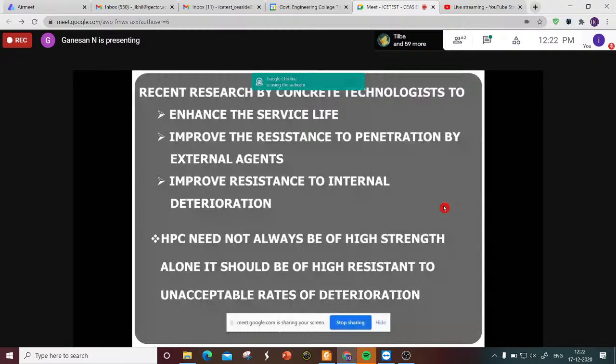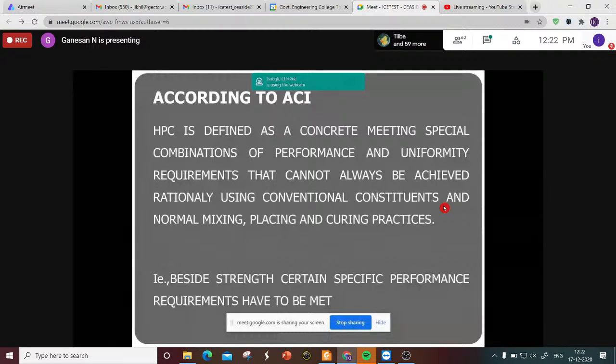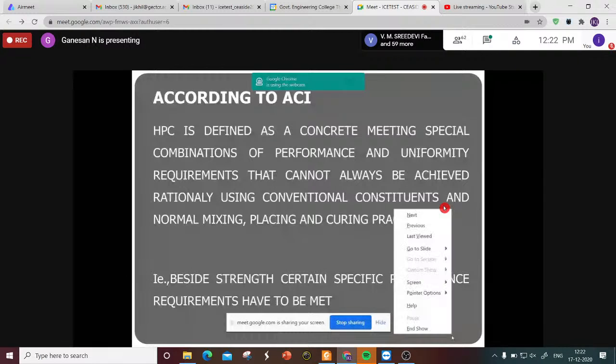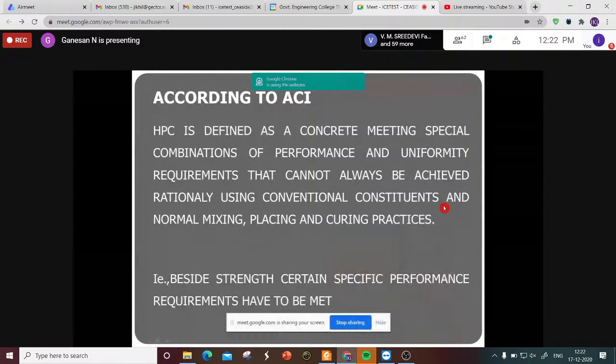According to the ACI committee, HPC is defined as a concrete meeting special combinations of performance and uniformity requirements that cannot always be achieved rationally using conventional constituents and normal placing and mixing and so on. So, besides strength, certain specific performance requirements have to be met.